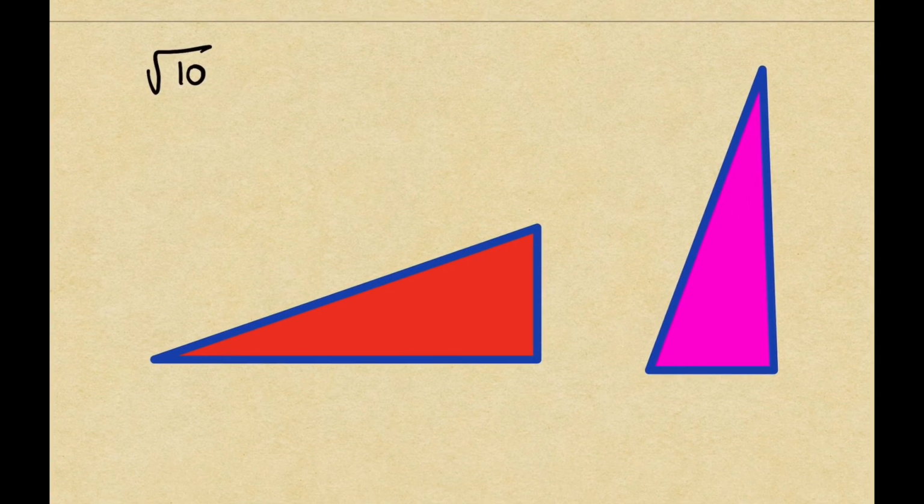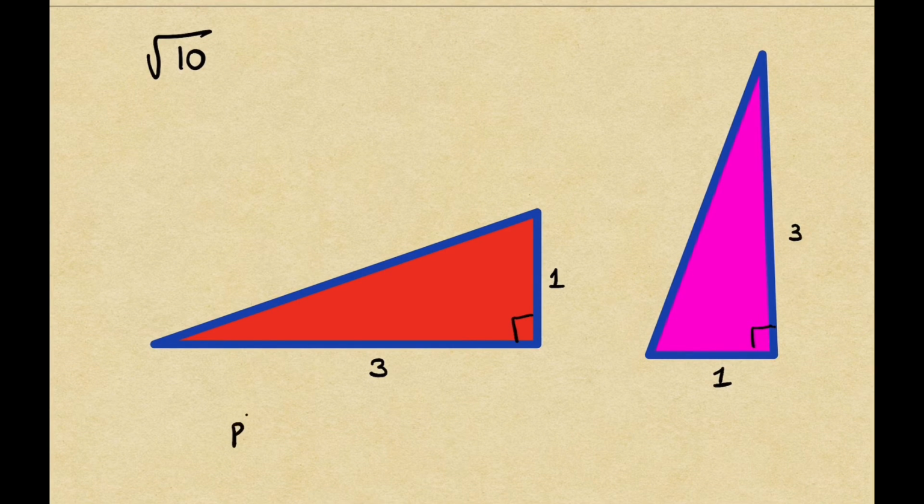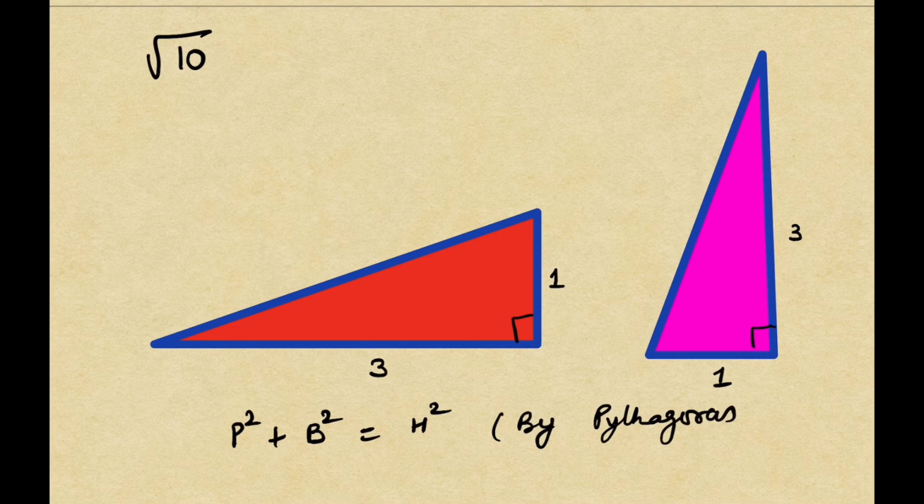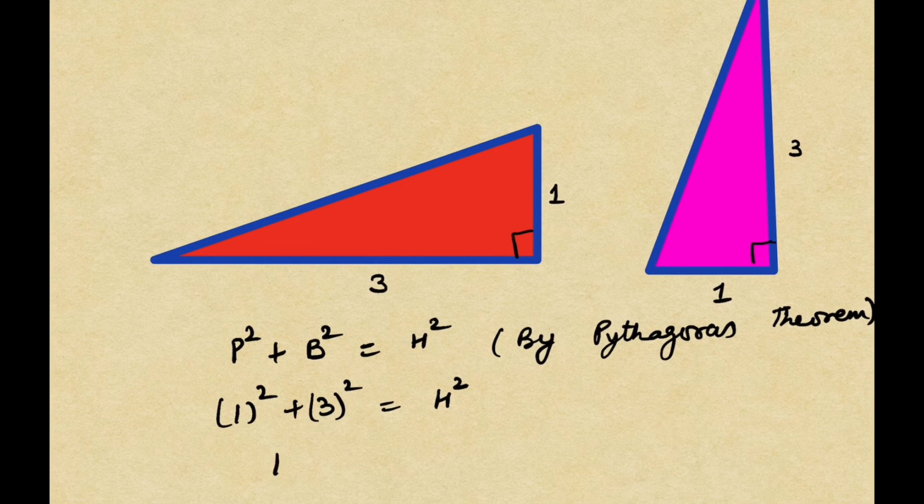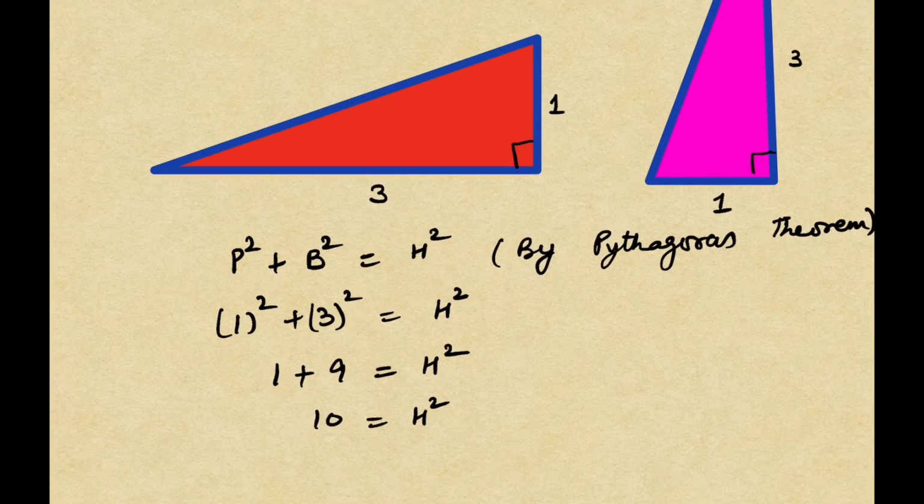Next number is root 10. So root 10 can be expressed as, if I look for 10, 9 plus 1 gives me 10. That means 9 is a square of 3 and 1 is a square of 1. So if I take base as 3, perpendicular as 1 or base as 1, perpendicular as 3, I will get the required result. So by applying the Pythagoras theorem, I get hypotenuse square is equal to 9 plus 1, 10, and 10 is a square of root 10. That gives me hypotenuse is equal to root 10.